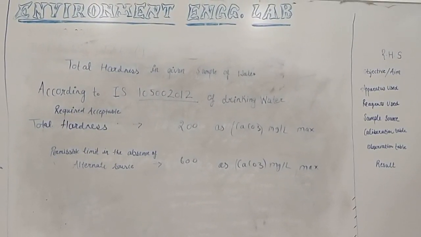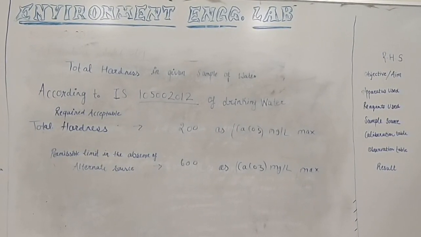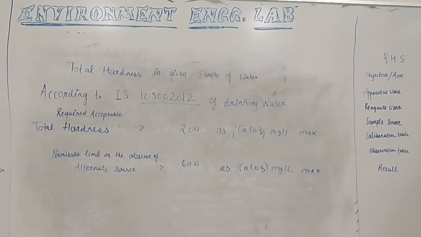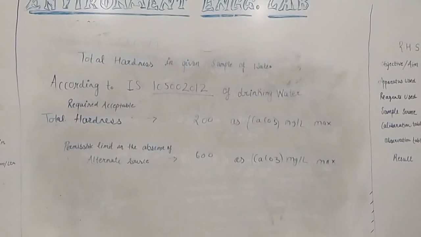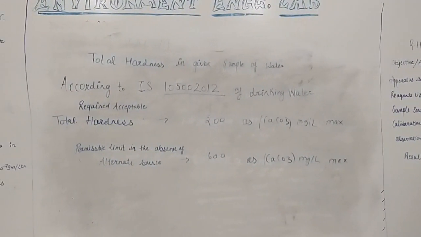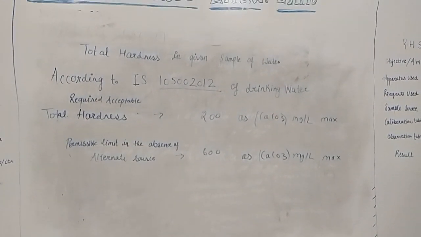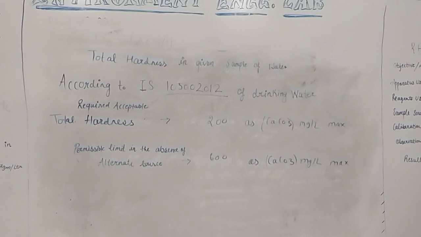The total hardness in a given sample of water is due to the content of salts of alkaline earth metals: calcium, magnesium, strontium and barium. Since strontium and barium are generally present in very small traces, hardness is considered in the form of calcium and magnesium. Hardness is classified as carbonate hardness, non-carbonate hardness, calcium and magnesium hardness, and temporary and permanent hardness.